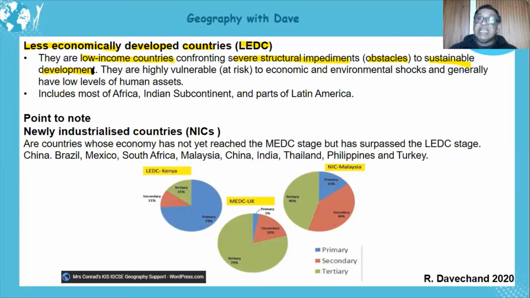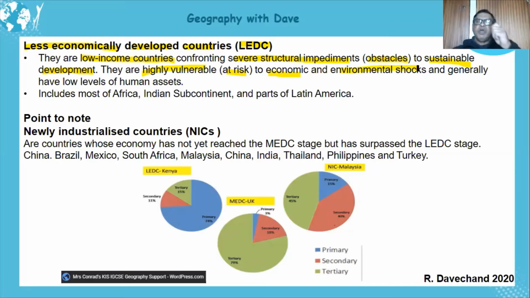Many of them are selling their raw materials in order to make some money. Of course, if they process it and sell less raw materials, they'll have raw materials for a longer period of time, and they'll be selling goods at a much higher price. So their production of goods is far lower. They are very vulnerable, or at high risk, for economic and environmental shocks.